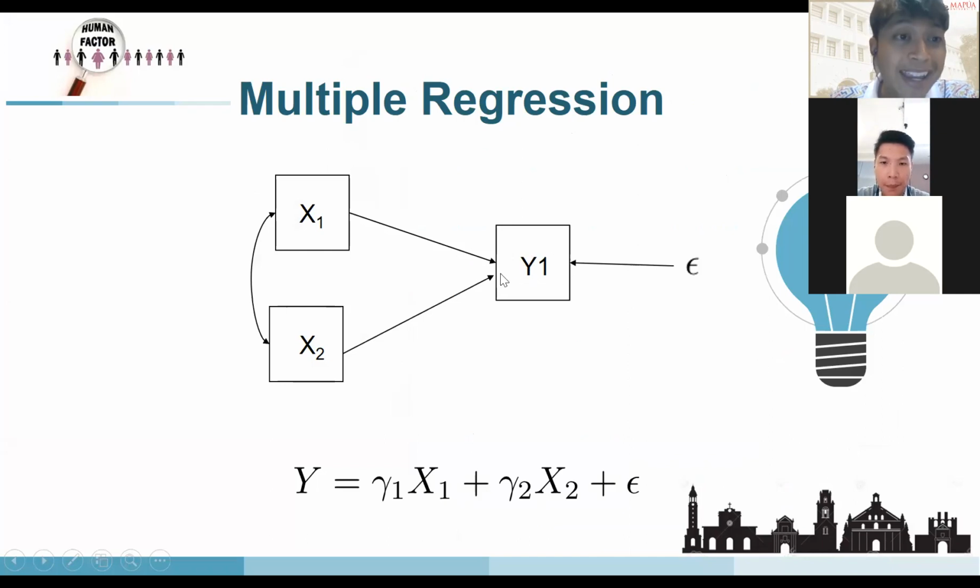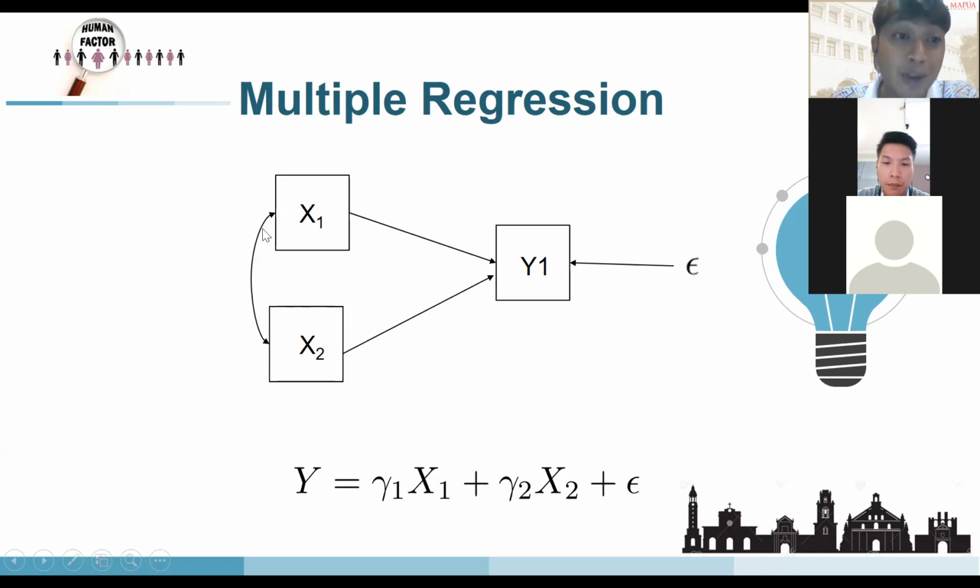You have one Y and more than one X, more than one independent variable, X1 and X2, right? Pak Hendy, this is very clear, right? But the difference is what? Look at this one. You also would like to see, is there a correlation between X1 and X2 at the same time? They actually try to connect this one at the same time.